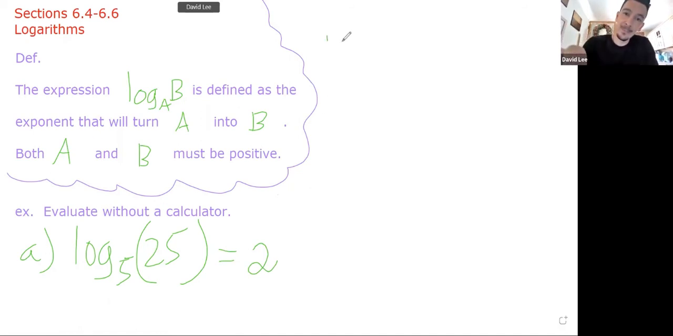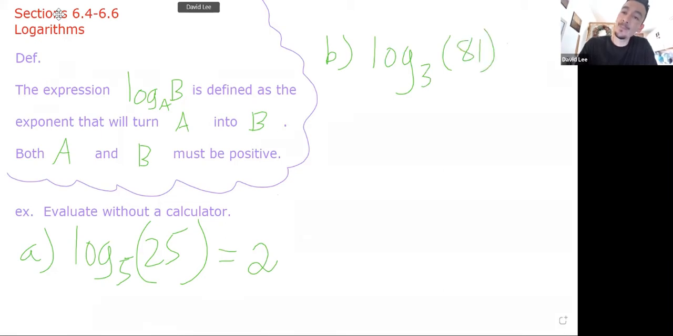What about up here? What if we have log base 3 of 81? So it's the same game that we play. 3 to what power becomes 81? That would, of course, be the number 4. Because what's 3 to the power of 4? 81.